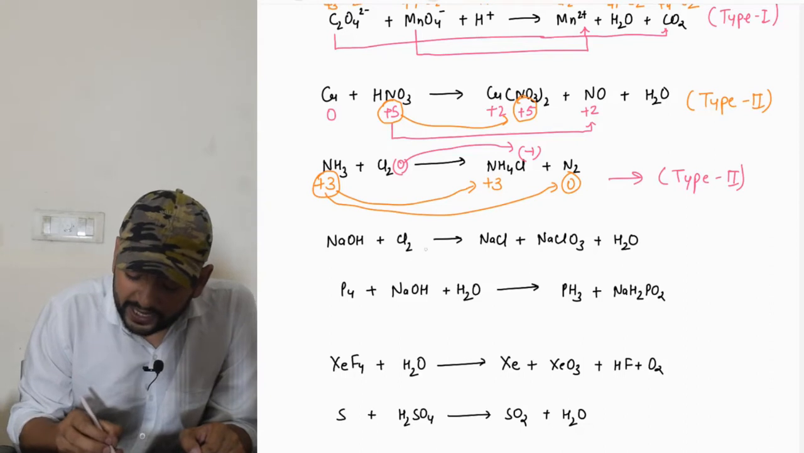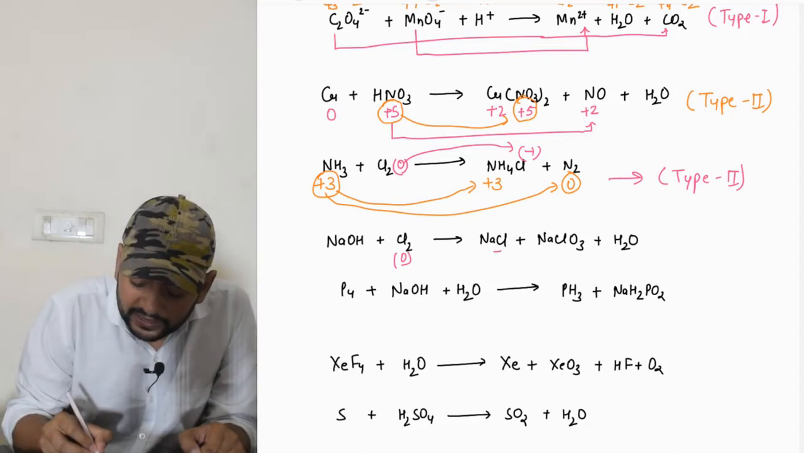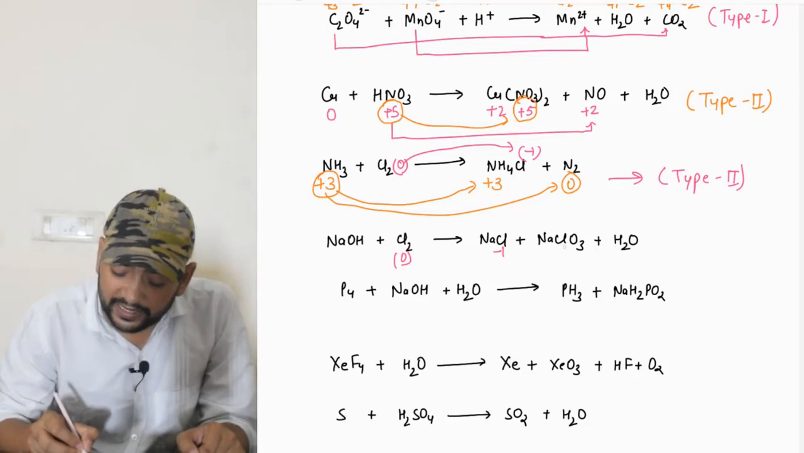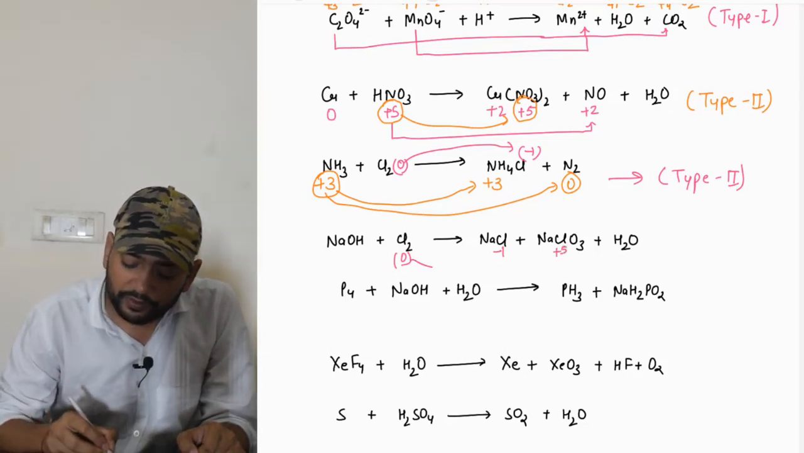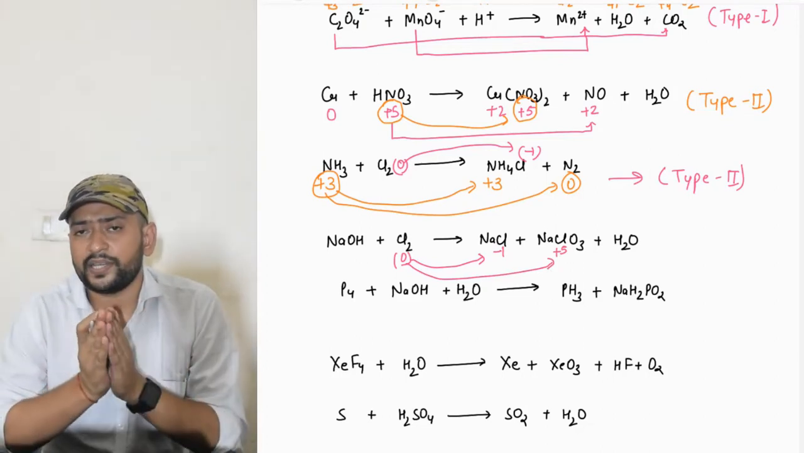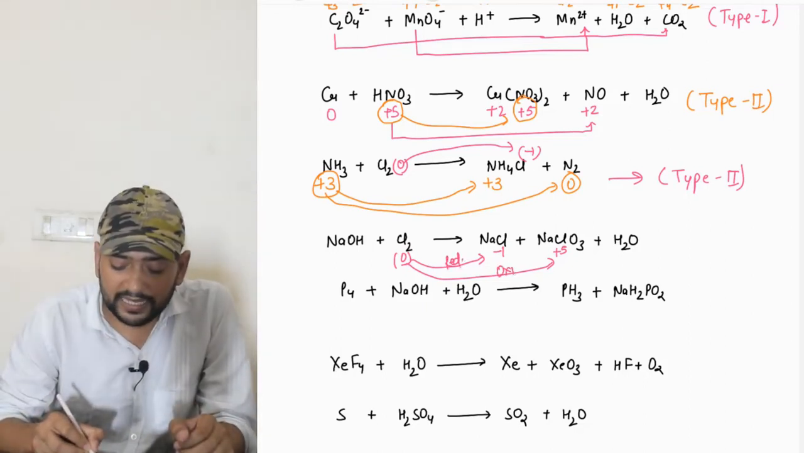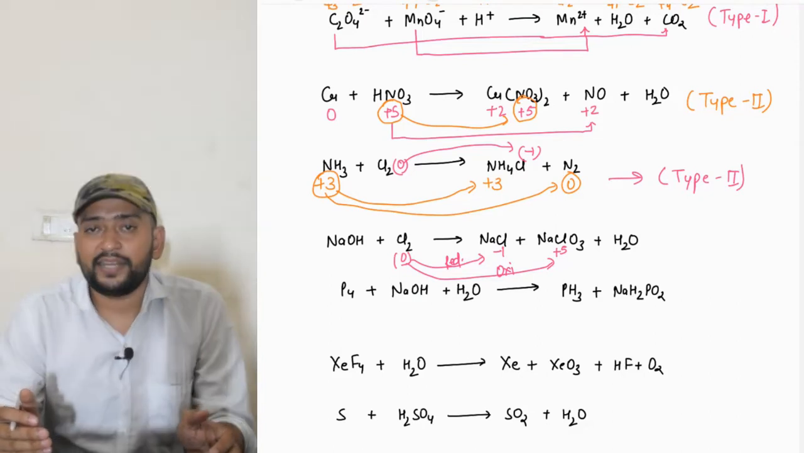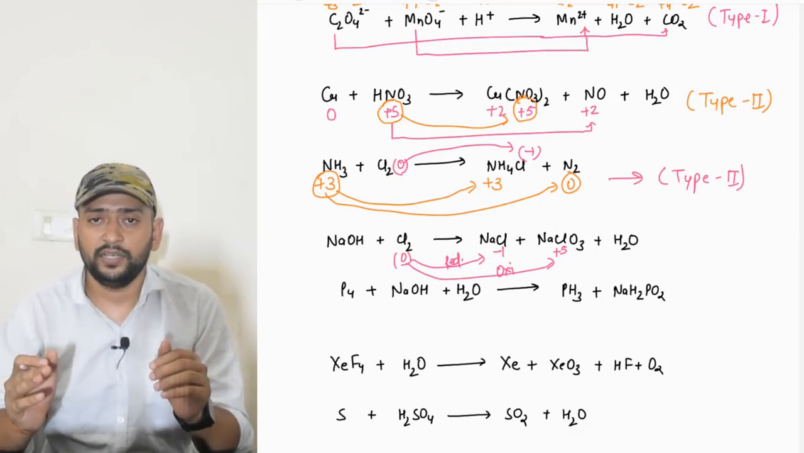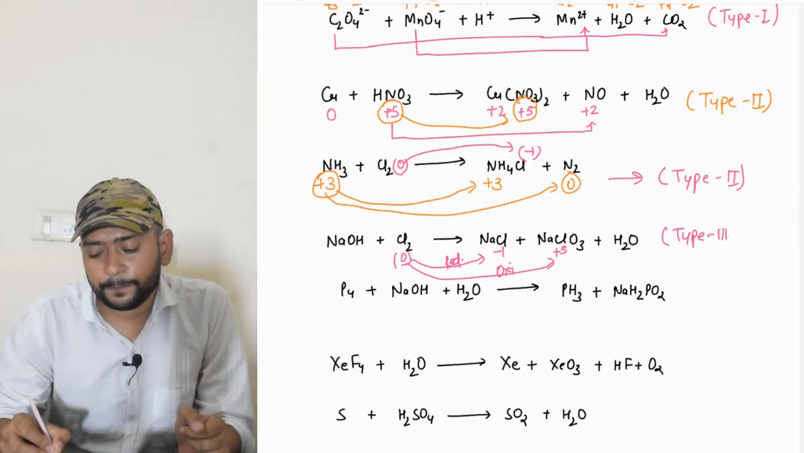In case of NaOH and Cl2, what you can observe here is that the Cl2 oxidation state is 0, but in this case it is minus 1, and in this case it is plus 5. So from 0 to minus 1 and from 0 to plus 5, it means that in one case it is getting reduced and in another part it is getting oxidized, and such kind of reactions are called disproportionation reactions. So such kind of reactions are called as what? Disproportionation reactions, and you can classify this particular reaction as type 3.